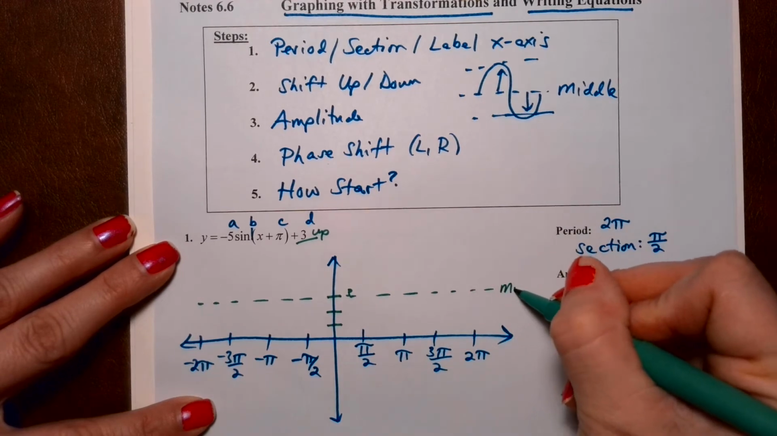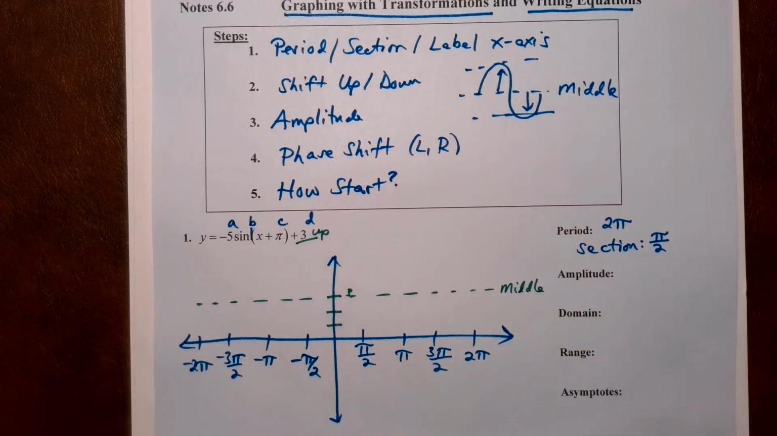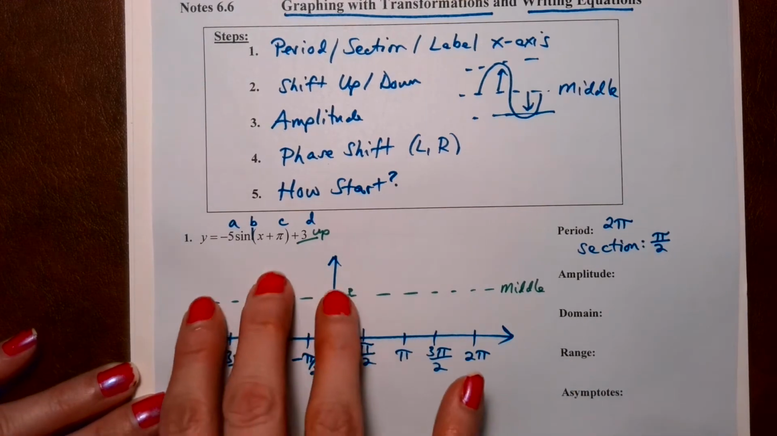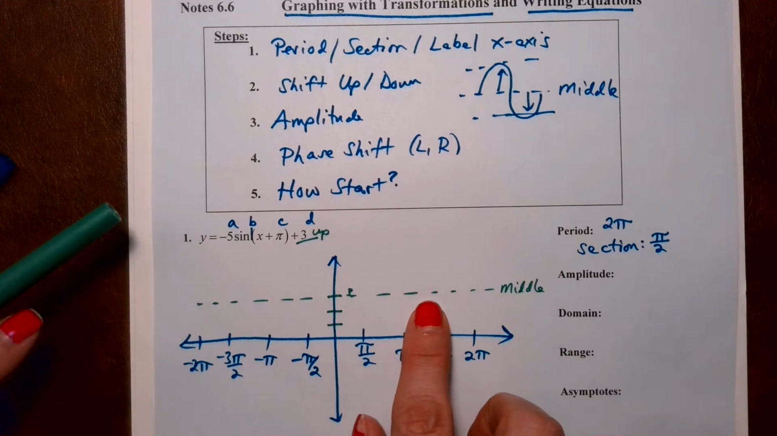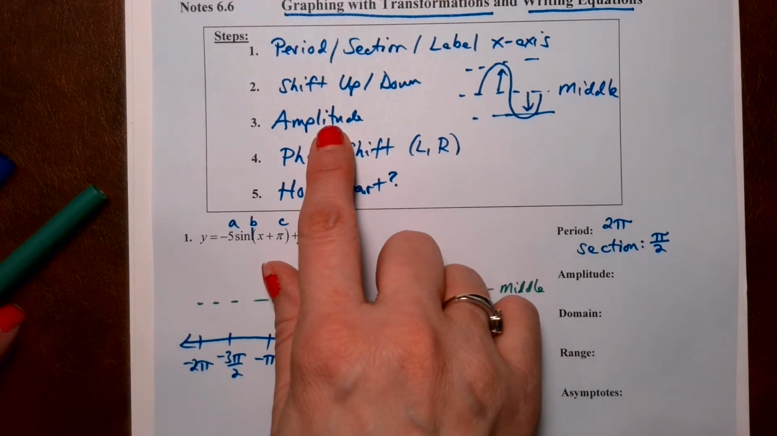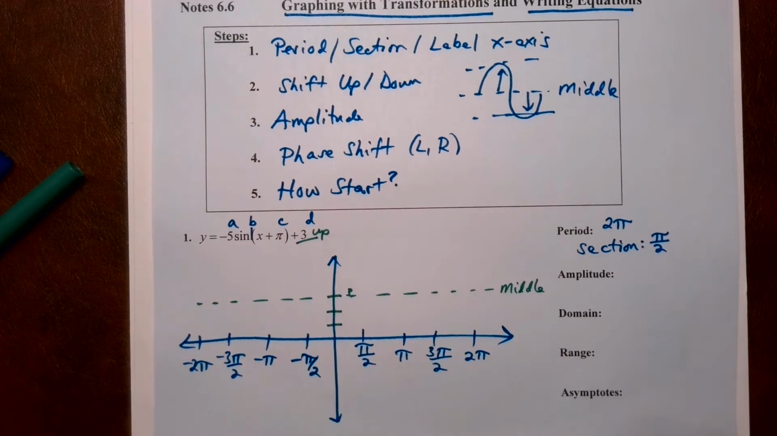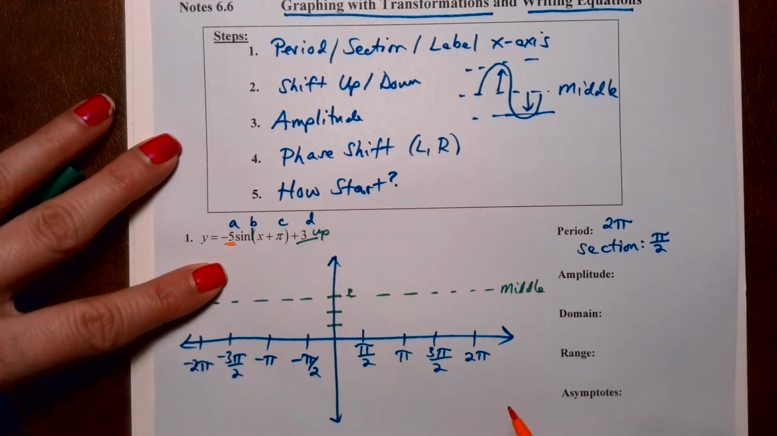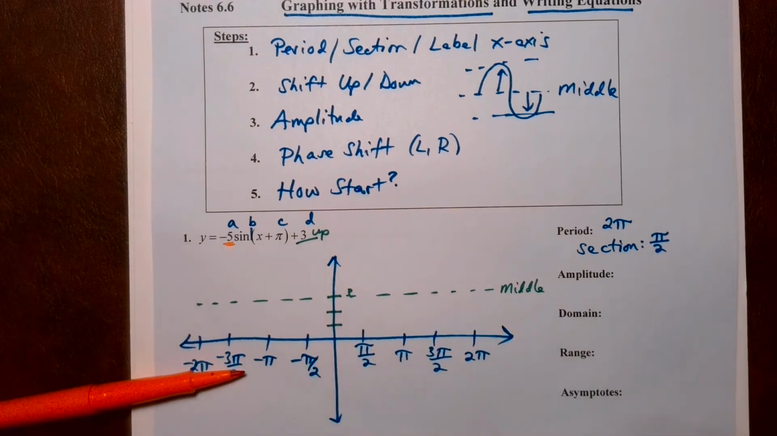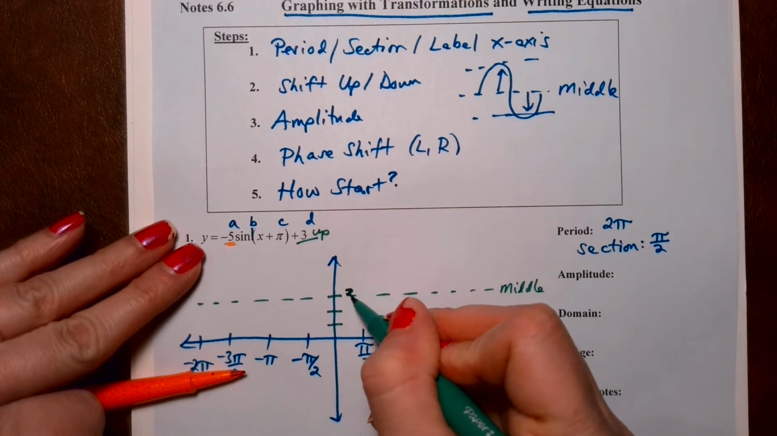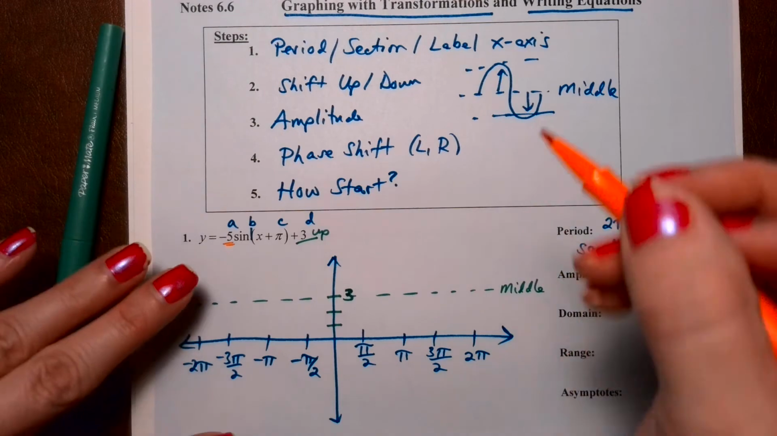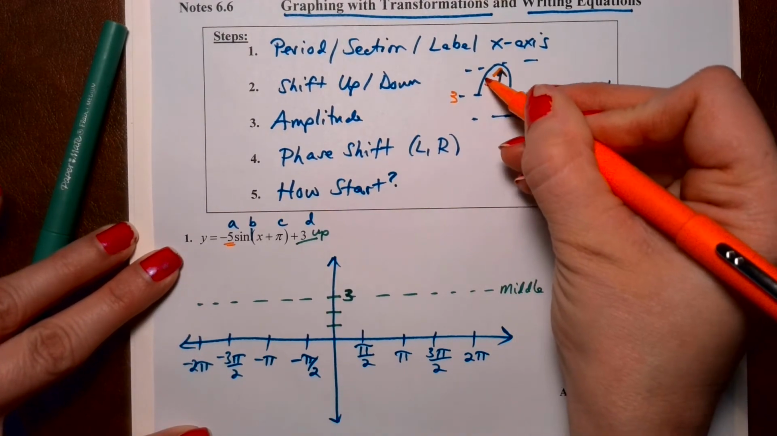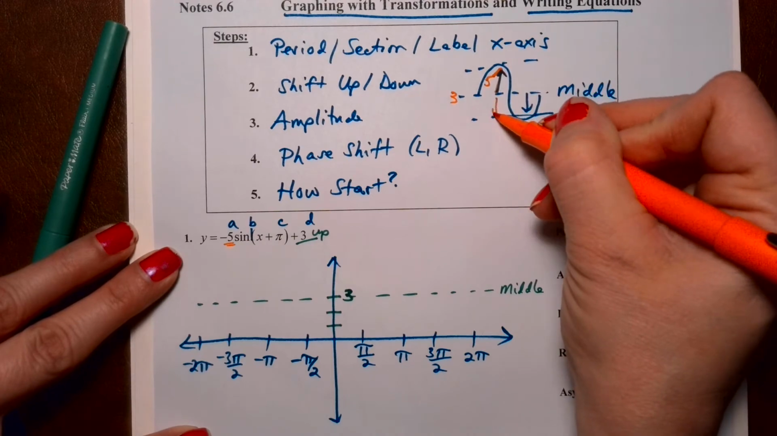That is where the middle is going to be. So if you just want to label this middle, go ahead. Instead of hovering up and down over the x-axis, we're going to be using this middle right here. The third thing would be the amplitude. The amplitude, how high up and down does this graph go? The amplitude is 5. So this is our middle. Let's make this look more like a 3. If our middle is at 3, it's going to go up 5 units, and then it's going to go down 5 units.